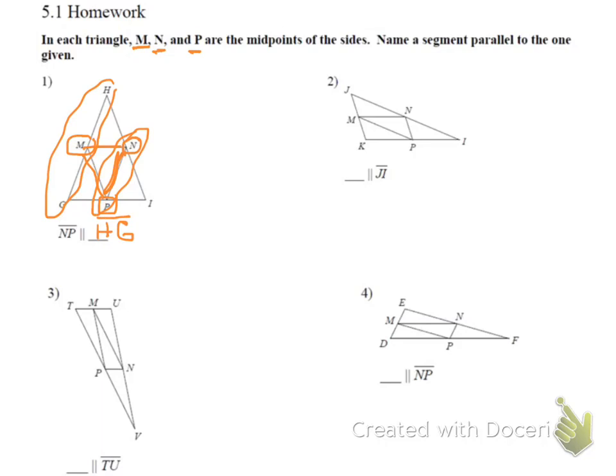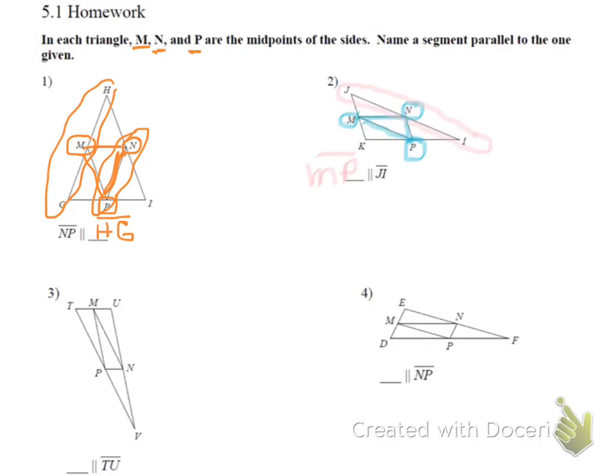Okay, so look at the next one. I still know that M, N, and P are midpoints. Therefore, these are mid-segments in blue. So what's parallel to JI? Well, where is JI? JI is here. I'm looking for a mid-segment parallel to it, so it has to be MP. So MP is parallel to JI.